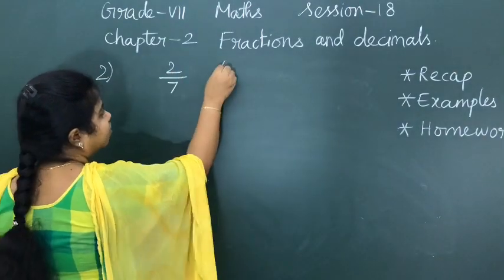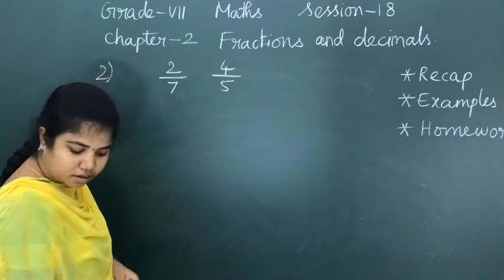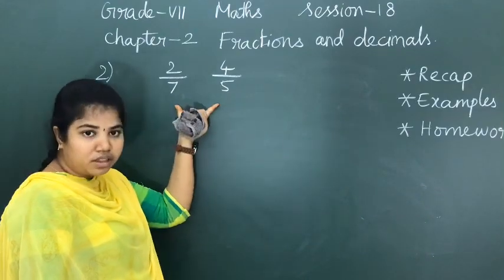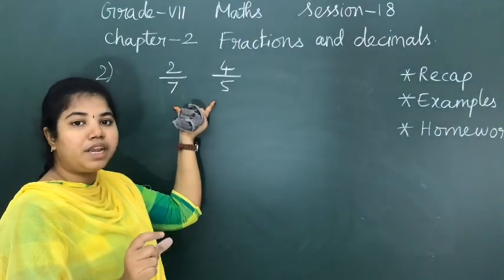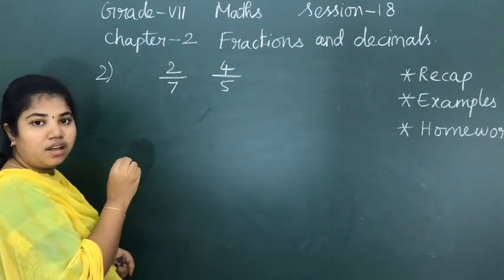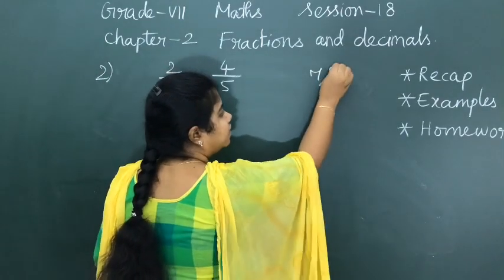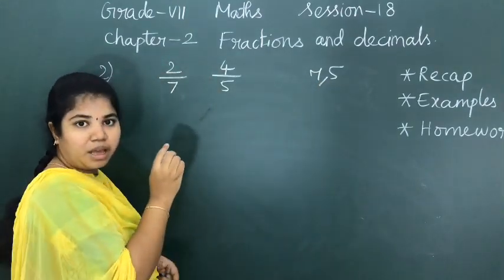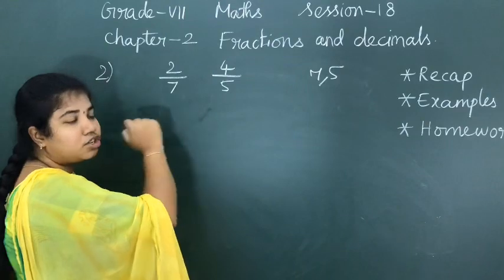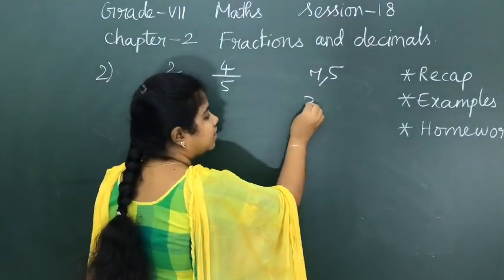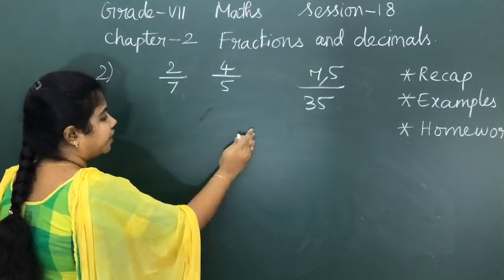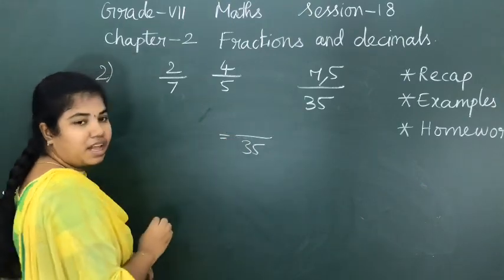2 by 7, 4 by 5. Am I right? Yes. 2 by 7 and 4 by 5. Now we have to convert these to like fractions so that my denominators should be same. Yes. So first we will take the denominators and we will find out the LCM. How will we find out the LCM? Will these two numbers come in the same table? No, that will not come, right? So what you have to do? You have to multiply the two numbers. What is the multiplication of the two numbers? 7 into 5, it is 35. The LCM of 7 and 5 is 35. So my LCM is 35. Yes? My LCM is 35.